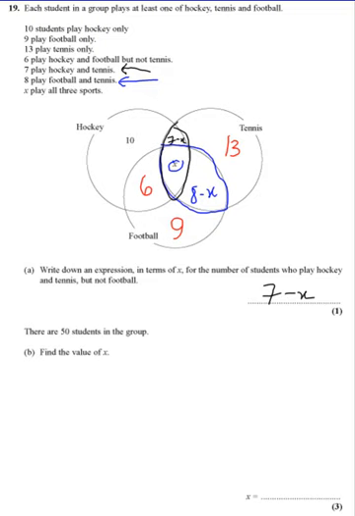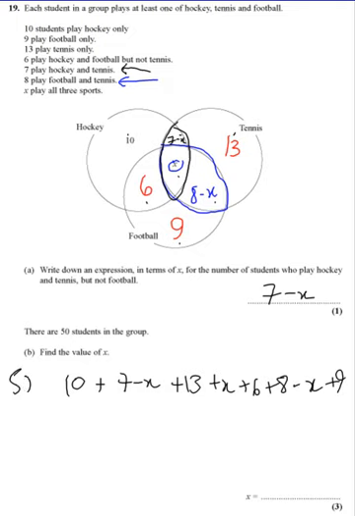Well, we've now got all the different possible categories. We've got the people who play just hockey, the people who play just tennis, the people who play just football, the people who play 2 sports but not the other one, and the people who play all 3. So we've covered every different type. So if we just add all those values and make it equal to 50, we can find out what x is. So it's going to be 10 plus 7 minus x, I'm reading left to right for the numbers, plus 13 plus x plus 6 plus 8 minus x plus 9 is equal to 50.